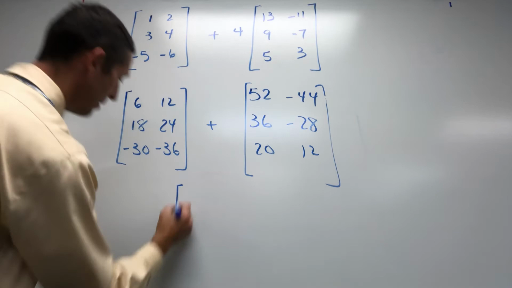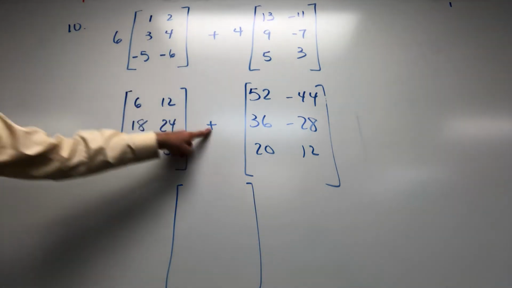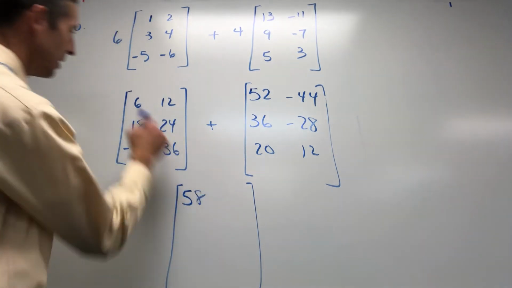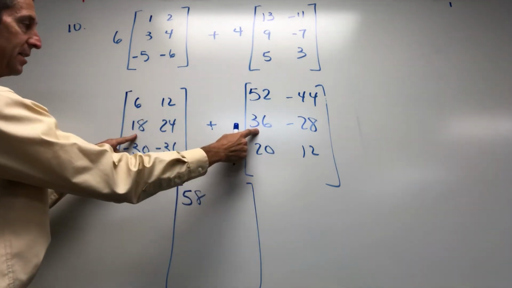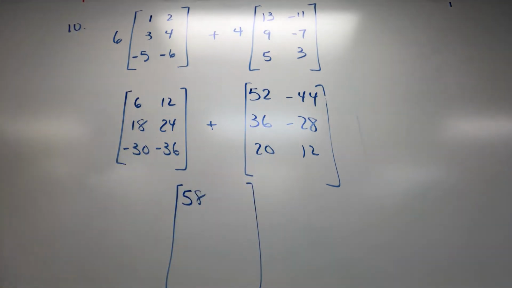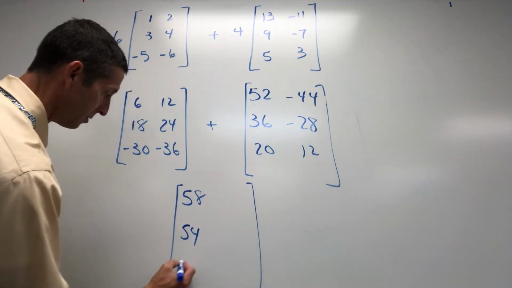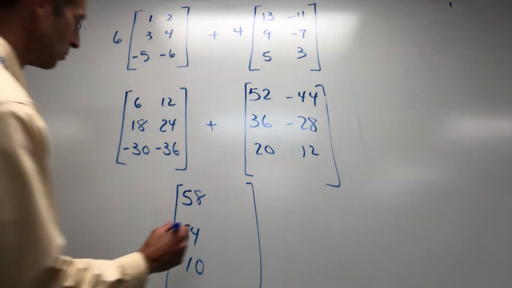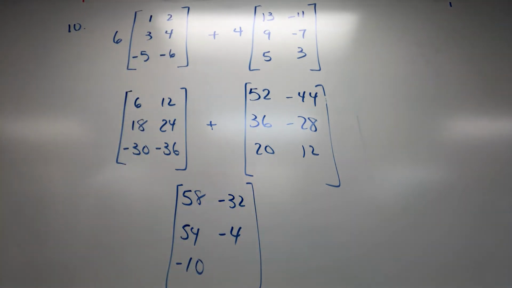And then we get our final answer when we add them together right there at the end. So you've got the 6 plus the 52. Let's go ahead and do some of that. So you've got the 6 and the 52, the 12 and the negative 44, the 18 and the 36. So just make sure you're getting the same numbers in the same spots. So what do we got here? 58, 54, what is that, negative 10? Negative 32, negative 4. What's that last one? What is that going to be? Negative 24? Yep.